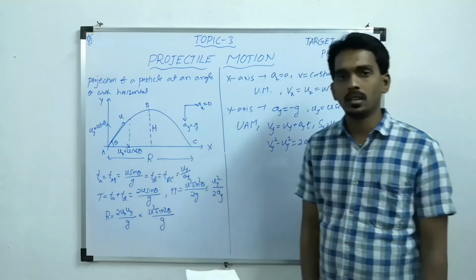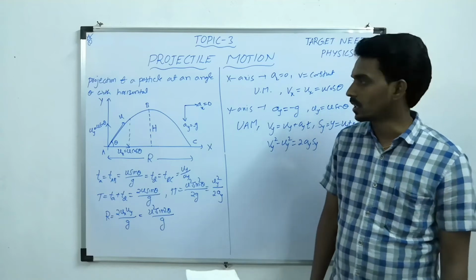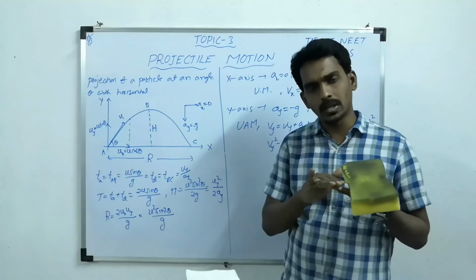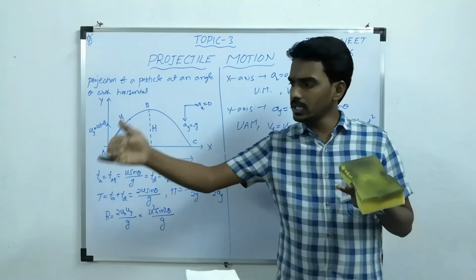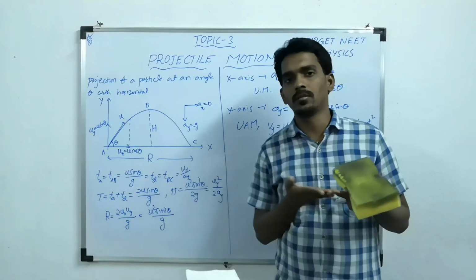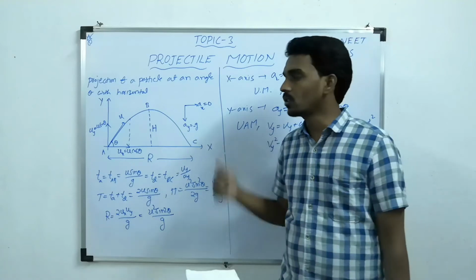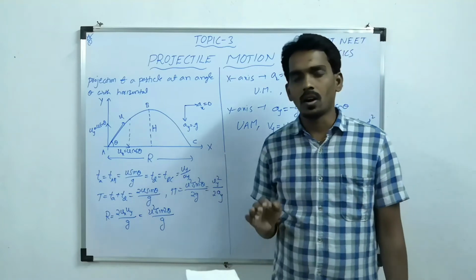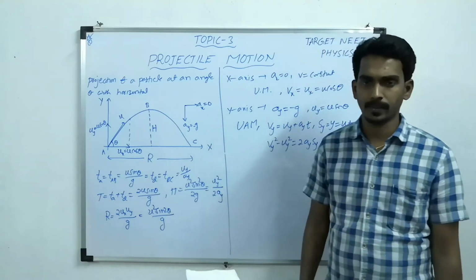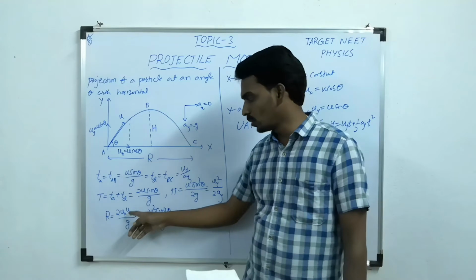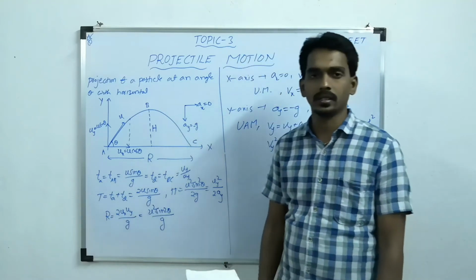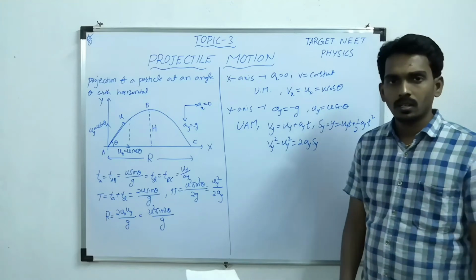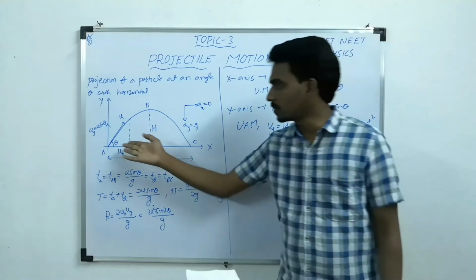Now here one more thing is also there, that is range. So when you throw a body at some angle from a particular level, before reaching the same level, it covers some horizontal distance. That is called horizontal range. And that value is 2ux uy by g. Because along the horizontal, what kind of motion? Uniform motion. So what is the displacement formula?